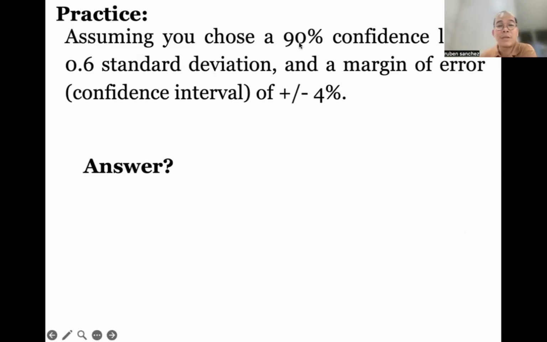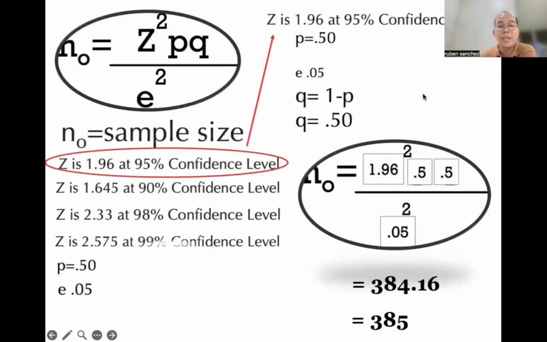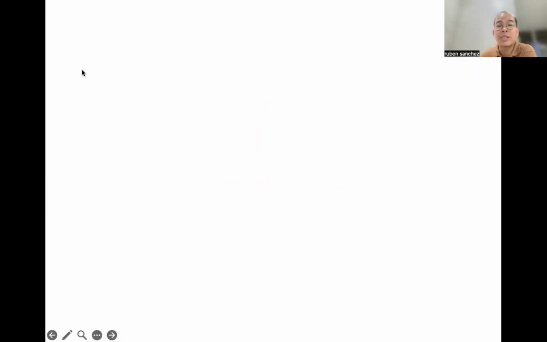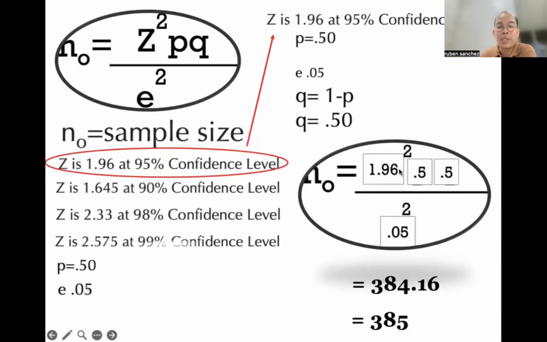So we have here 1.645. Go back to the formula. This will be 1.645 squared. Our p in the problem is 0.6, so we'll use 0.6 here. This one is 1.645, then 0.6. q is 0.4 because 1 minus 0.6 is 0.4. Then the margin of error is plus minus 4%, so it will be 0.04 squared.